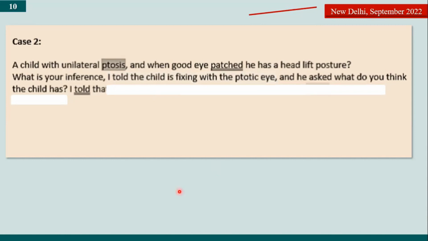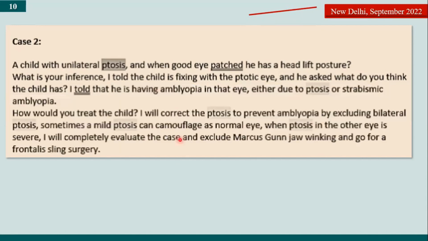Excellent. And that's what the candidate said. Actually, I told the child is fixating with the ptotic eye. When the healthy side is covered, the child is obliged to fix with the ptotic eye, and probably this ptosis is significant enough, and that's why the child adopted this chin-up position. And he asked, what do you think the child has? And I think you answered it also. This means that the child has amblyopia in that eye, either due to ptosis or strabismic amblyopia, or maybe astigmatism secondary to ptosis.